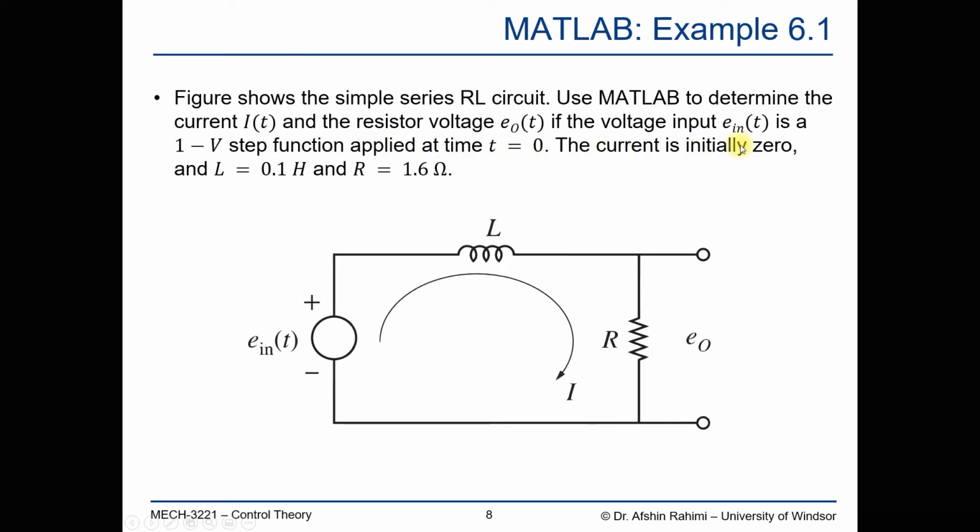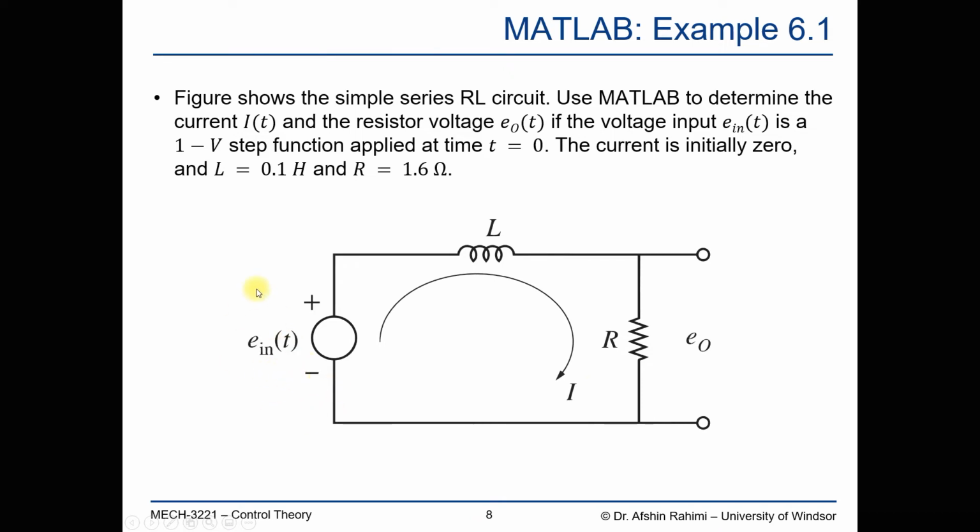The current is initially 0, so we have an initial 0 current, and we have the value of the inductor as 0.1 henries and the value for the resistor as 1.6 ohms. So let's see how we can get to the solution of this.